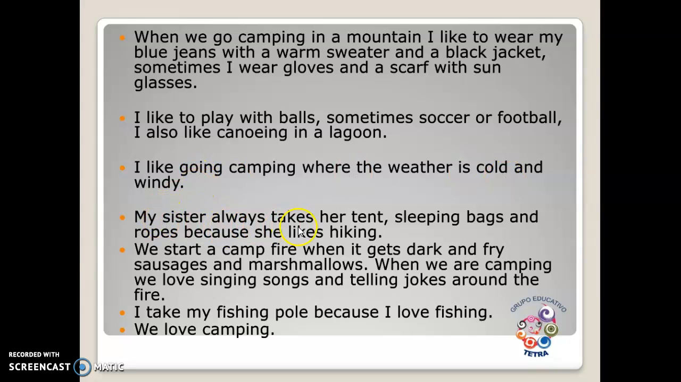My sister always takes her tent, sleeping bags, and ropes because she likes hiking. We start a campfire when it gets dark and fry sausages and marshmallows. When we are camping, we love singing songs and telling jokes around the fire. I take my fishing pole because I love fishing. We love camping.